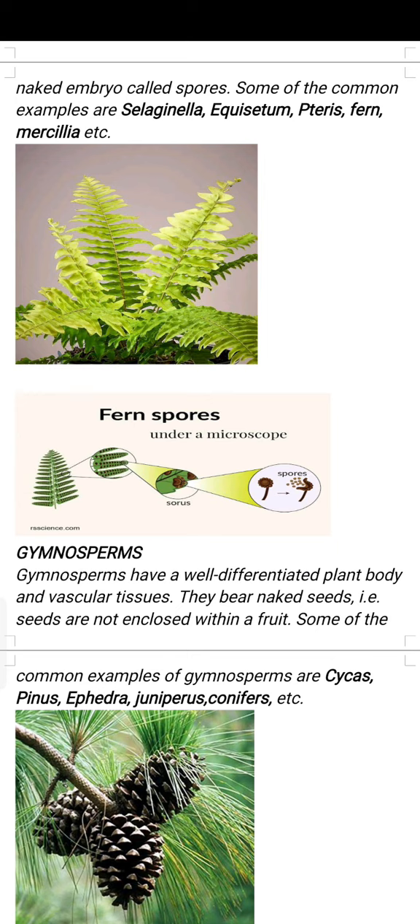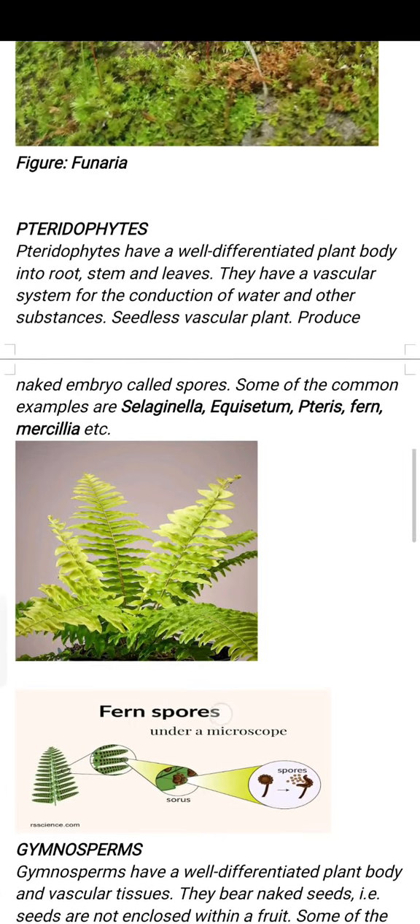The most common examples of which I have attached in the notes by darkening the letters. Please see this kind of important examples.